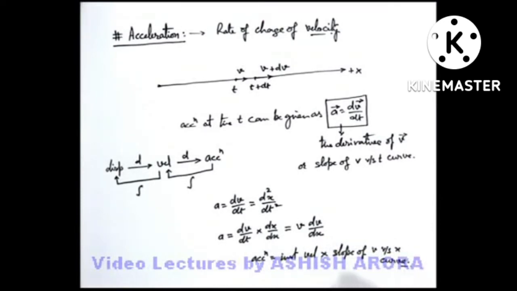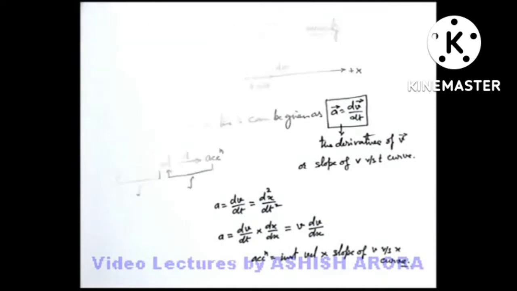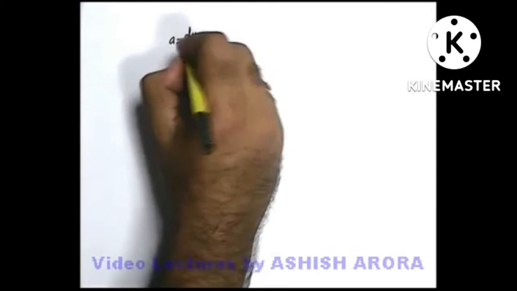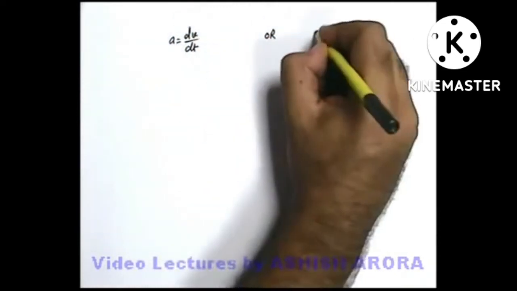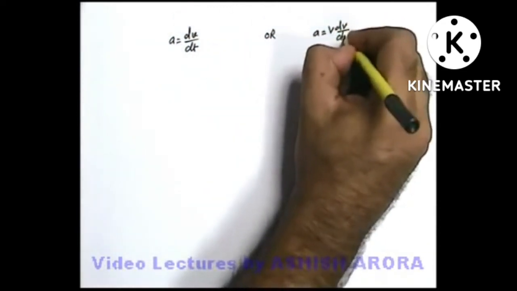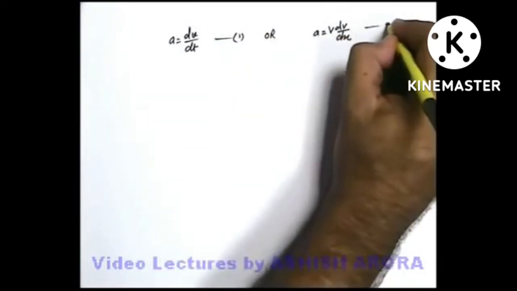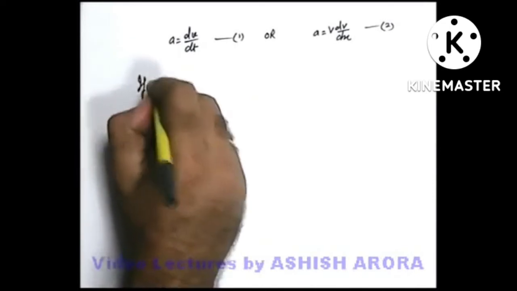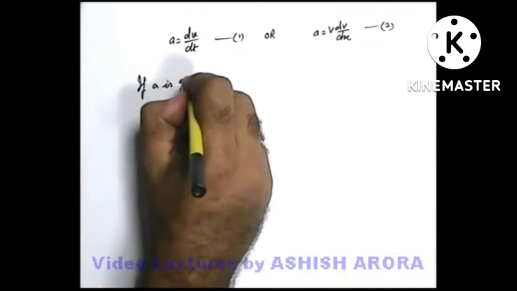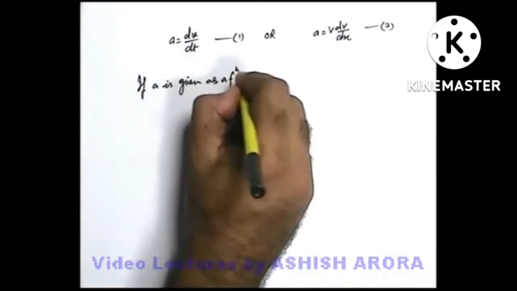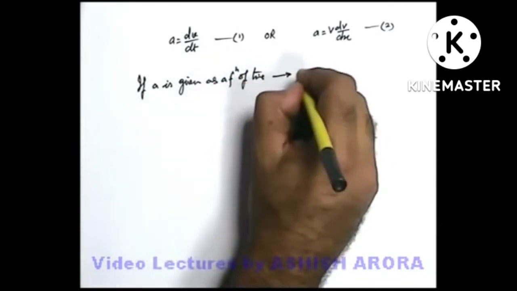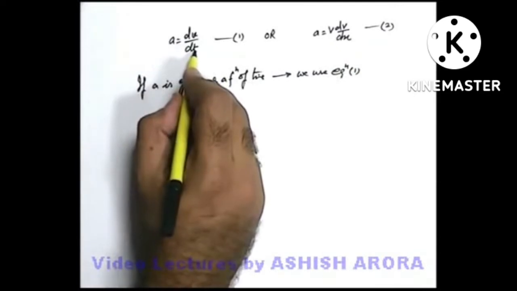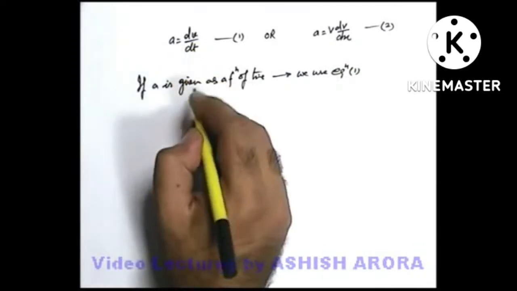There's another way of finding the acceleration. As we have seen, acceleration can be given as dv by dt, or it can also be written as v dv by dx. So if this is equation 1, there's equation 2. Both the equations have their own importance. If acceleration is given as a function of time, then we use equation 1, because here acceleration is expressed in terms of velocity as well as time.